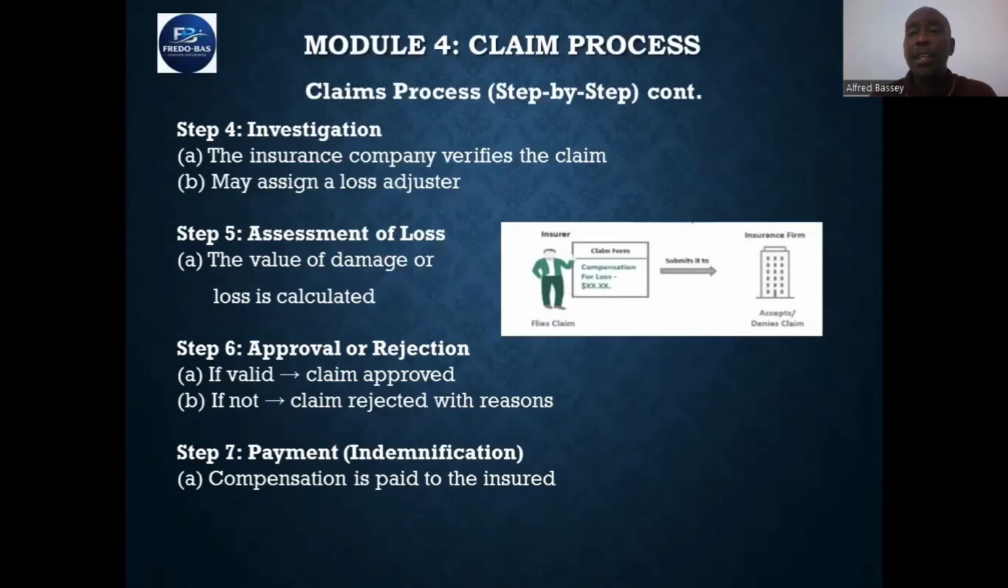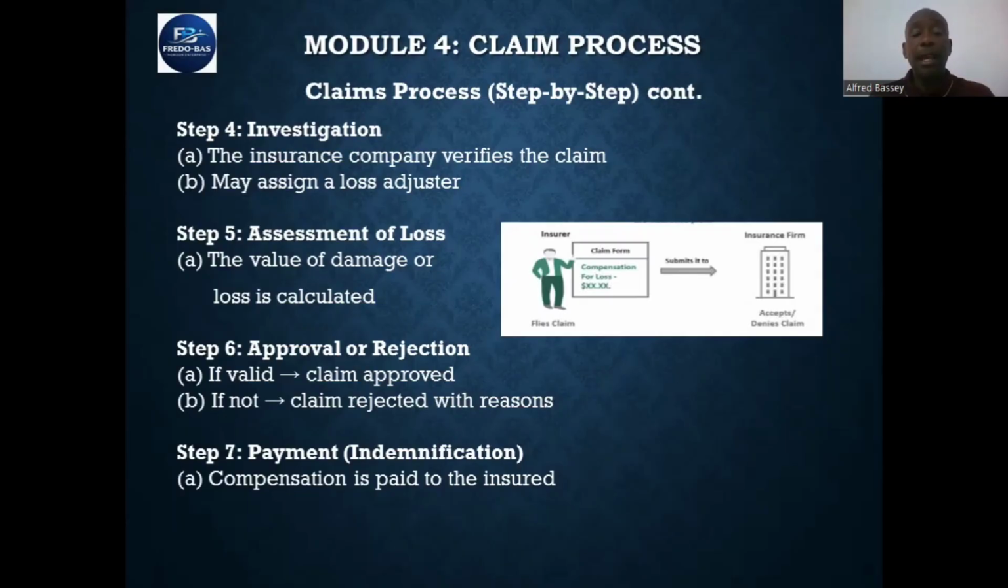Step four, investigation. How do we know if the event occurred, if there's an actual claim? That is where you have the investigation. The insurance company will have to verify the claim. Most times they may assign a loss adjuster. A loss adjuster is the person that will go to actually verify if such an event occurred. The next step is step five, assessment of loss. The loss adjuster will have to ascertain the value of damage or loss, and it is calculated.